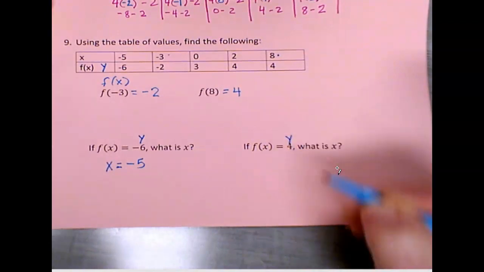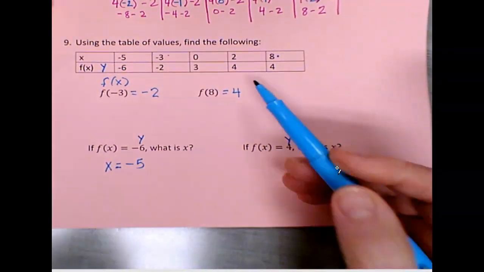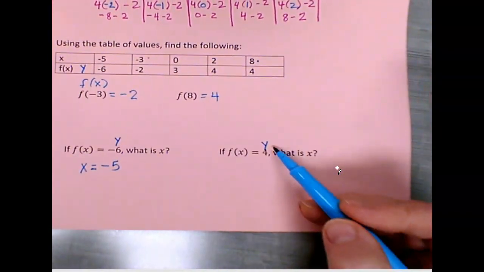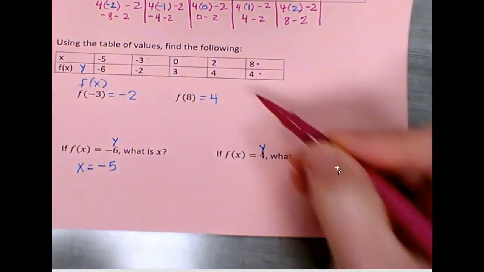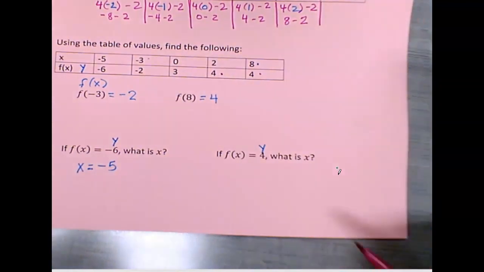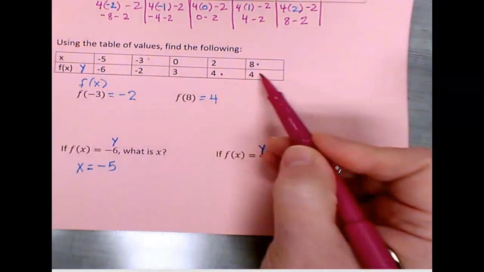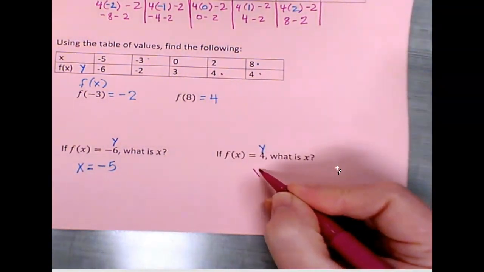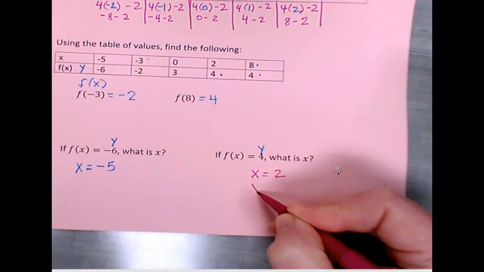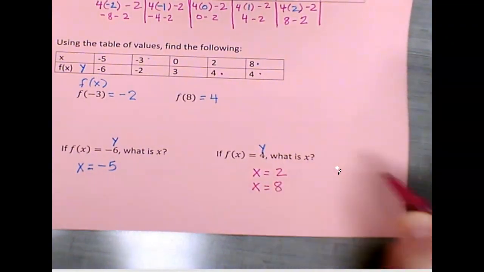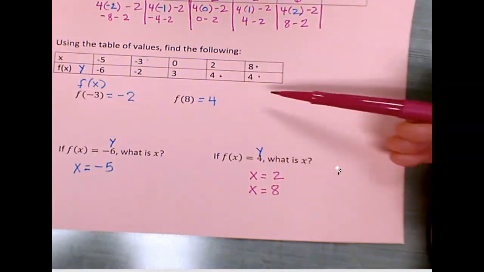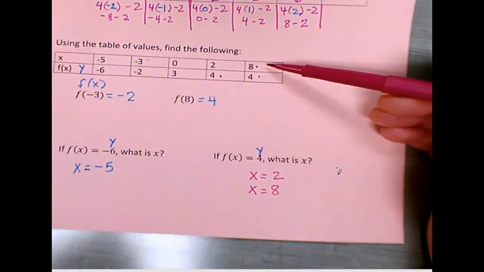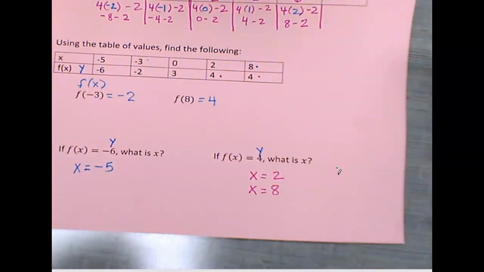I am looking for a y value of 4. This has a y value of 4, and that has a y value of 4. There's 2 y values of 4, so there are 2 answers. A y value of 4 matches with an x of 2. A y value of 4 also matches with an x of 8.